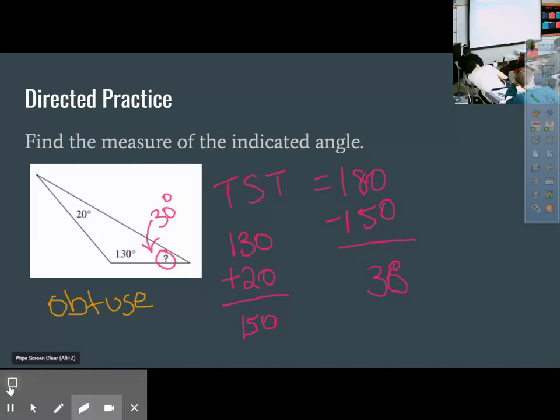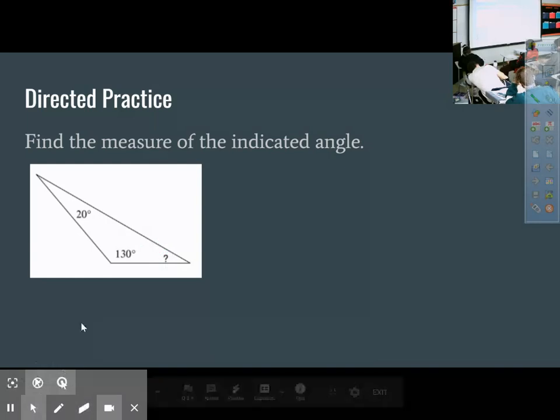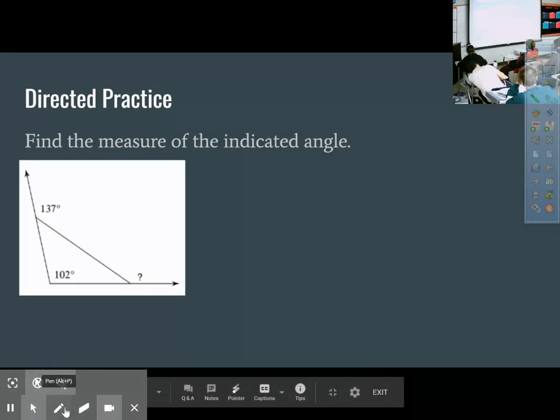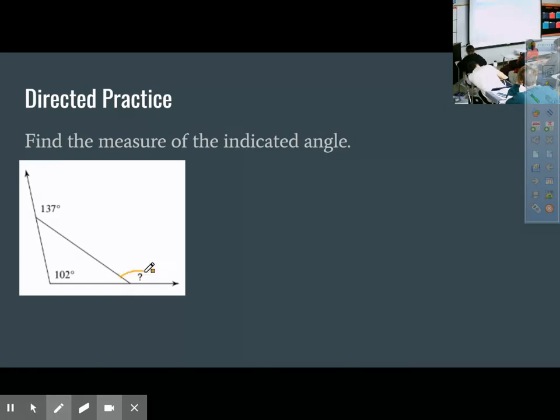Hey, this one's a thinking one. You got to do more than one step. Find the measure of the indicated angle, and it's asking for this exterior angle here. Well, usually to use the exterior angle, I would use the two non-adjacent interior, but it didn't give me this angle here. How could I go about finding the measure of this little angle? Noah? Use linear pairs. Yeah, perfect. Use linear pair. So Noah, tell me how to do that.